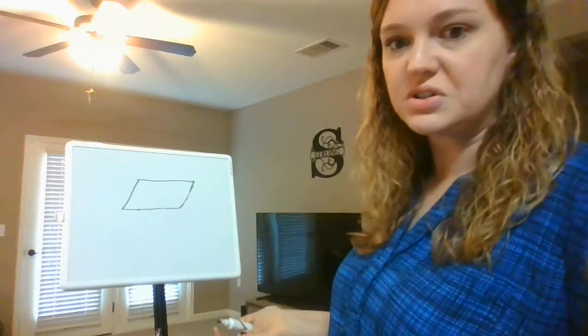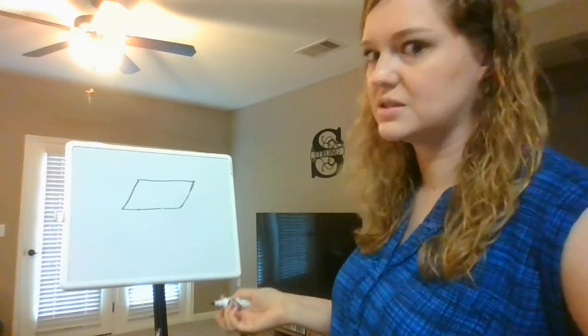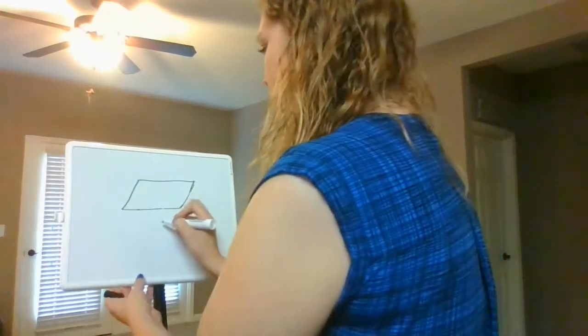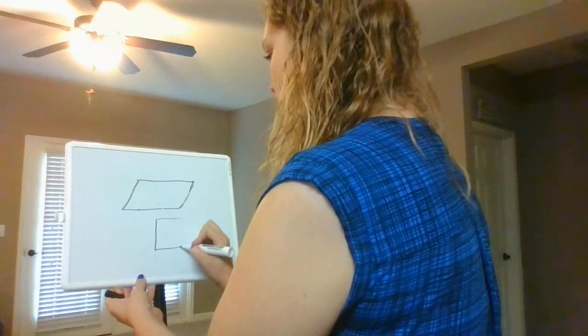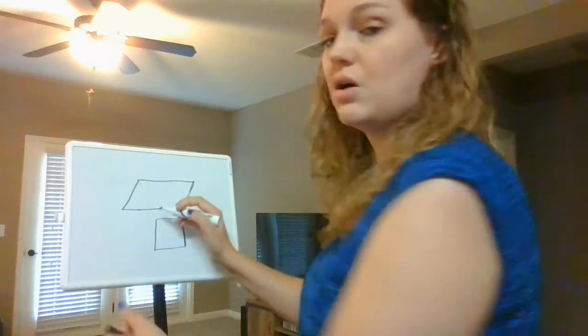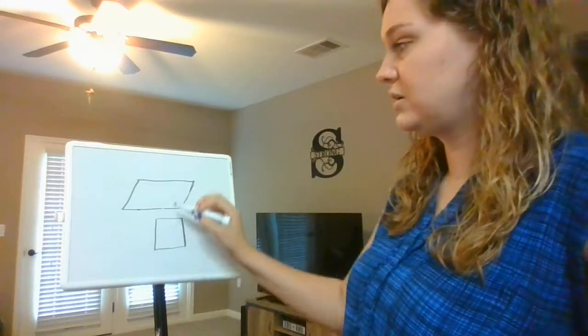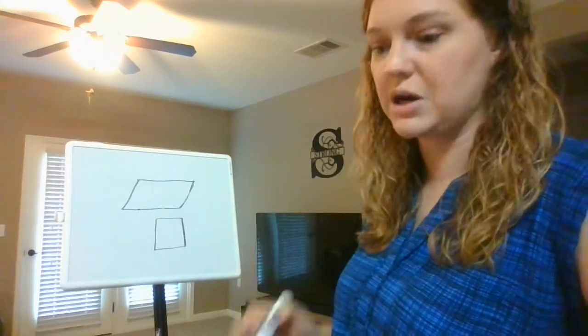There's different types of parallelograms. A square is a parallelogram, what you would normally see, because these 2 sides are parallel and these 2 sides are parallel. So that's a parallelogram.